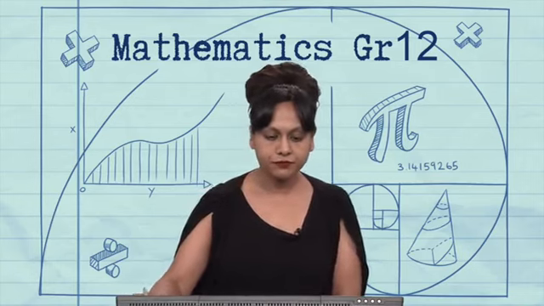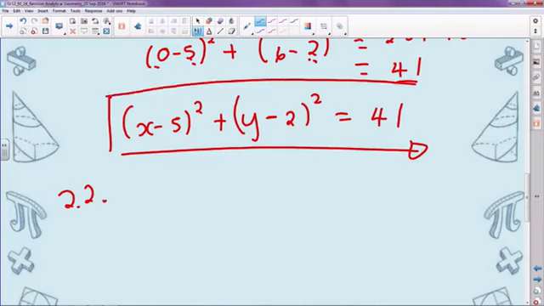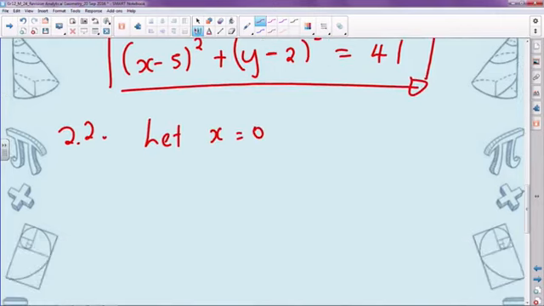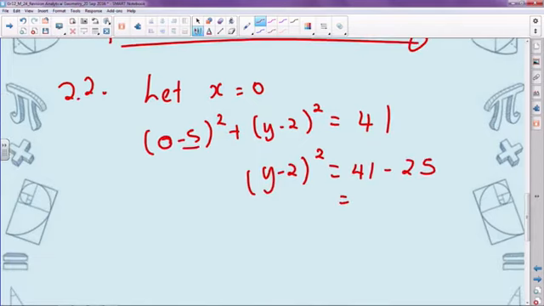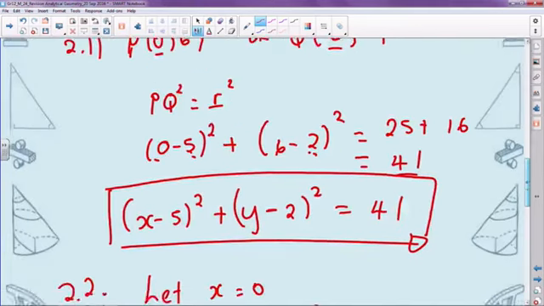So since I have my equation of the circle, to find the y-intercept, I'm going to say let x equal 0, because at the y-intercept, your x-coordinate is always 0. So we get (0 − 5)² + (y − 2)² = 41. So (y − 2)² = 41 − 25, and I'm going through those steps quite quickly. All I'm doing there is squaring the minus 5 and then taking that over to the right-hand side. So what is 41 minus 25? We saw that that was 16.